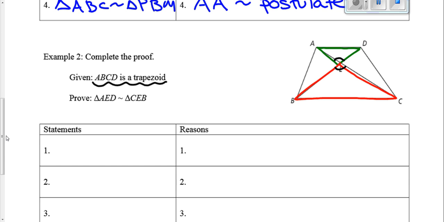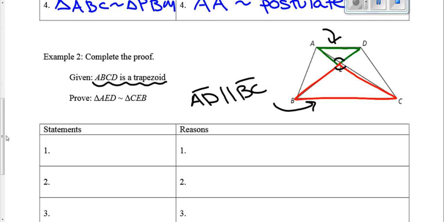You learned about trapezoids way back in the day in middle school. You may or may not remember, but in a trapezoid, AD and BC are the two bases, so they are parallel. Okay, I'm just going to jot that down right here. AD is parallel to BC. We'll talk about that in a minute, how to put that in our proof.